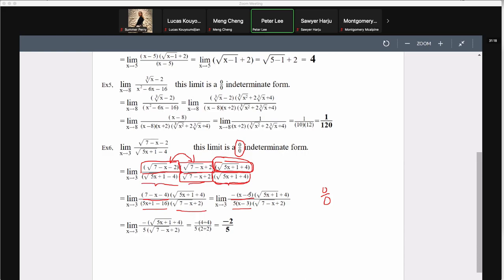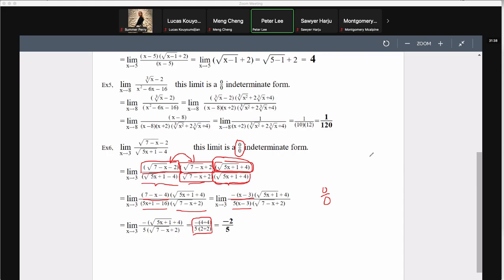Now continue. Reduce x minus 3, we get this. And once you reduce x minus 3, now you can plug it in. When you plug it in, you get this. Now we get a nice number. We don't get 0 over 0 anymore. We get minus 2 over 5. So that is now the final answer.